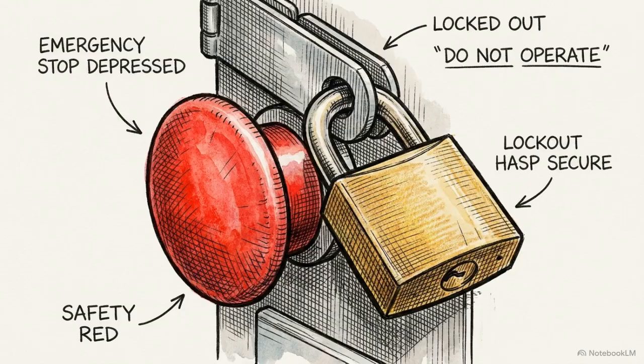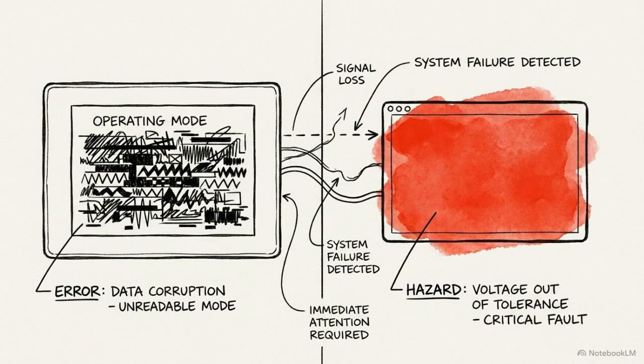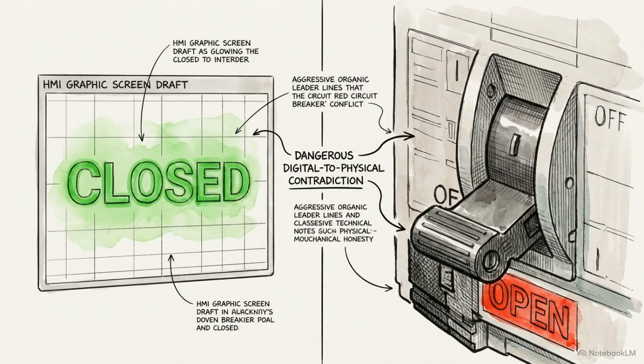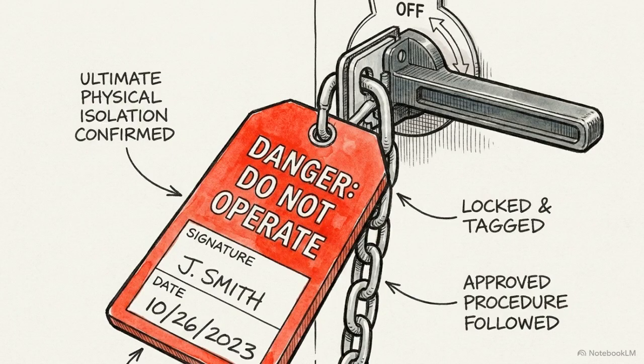These are the absolute hard limits where you must halt all operations. Stop immediately if the selected unit is ambiguous, the operating mode is misunderstood, the bypass source is out of tolerance, or the digital state contradicts the physical breaker positions in the room. The interface grants visibility and diagnostic evidence, but never permission. Safe intervention always requires authorization, physical isolation, and adherence to approved procedures.